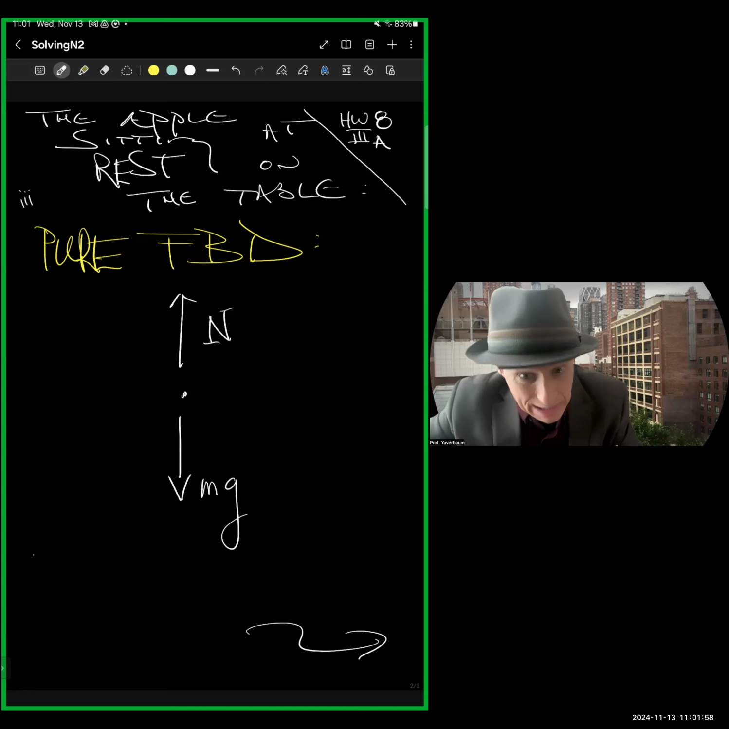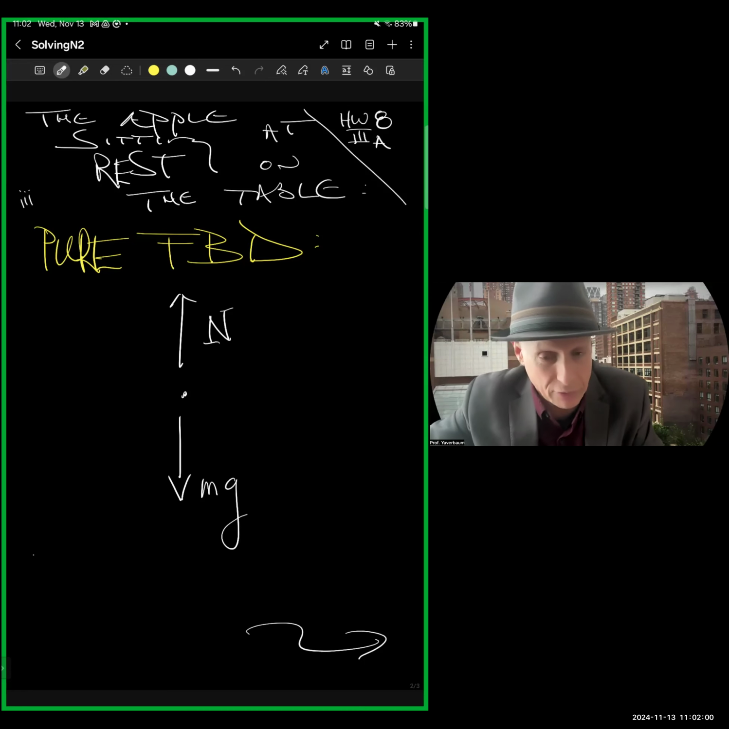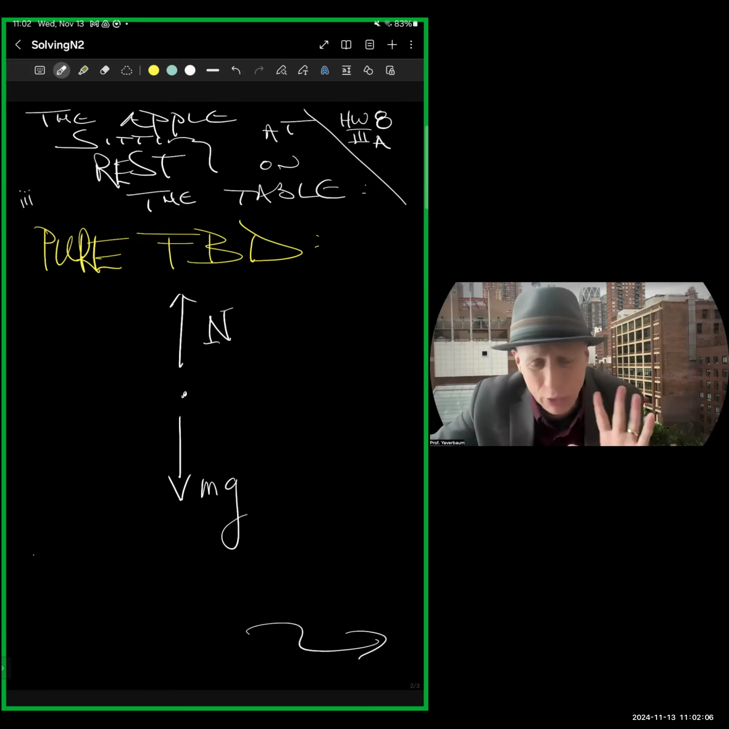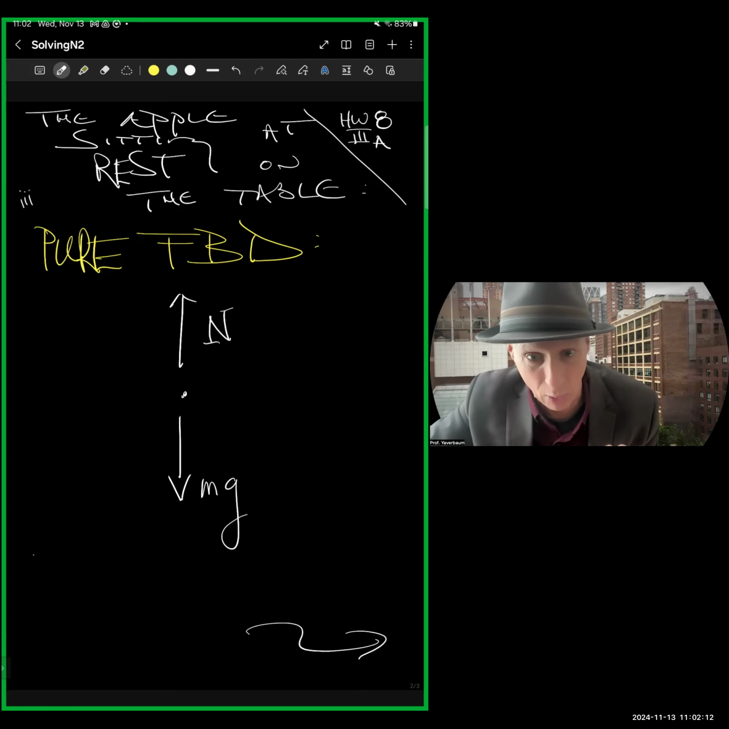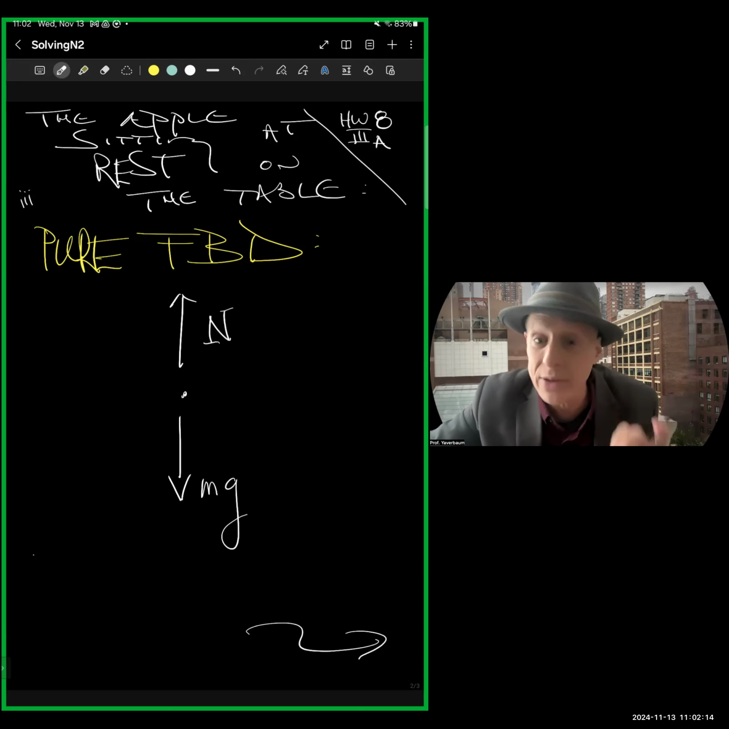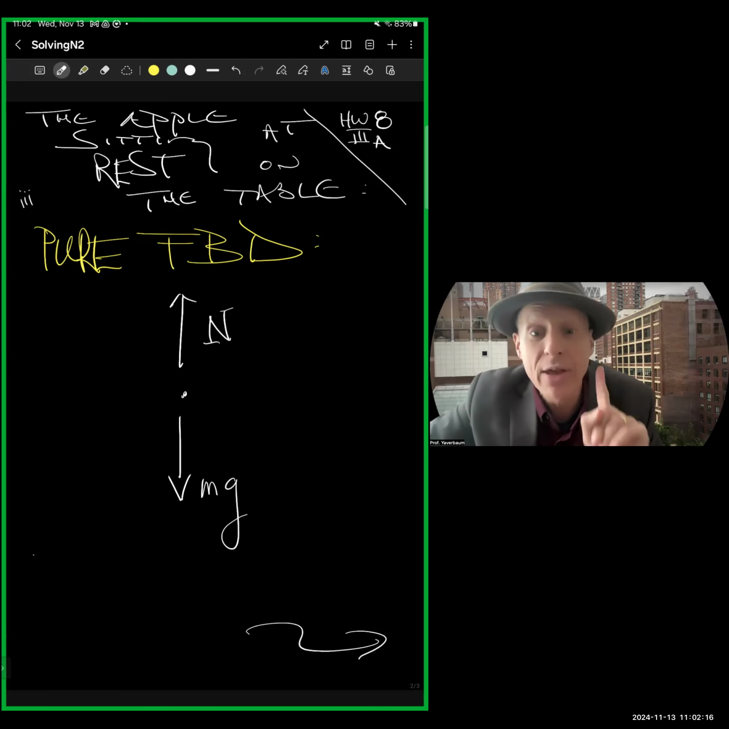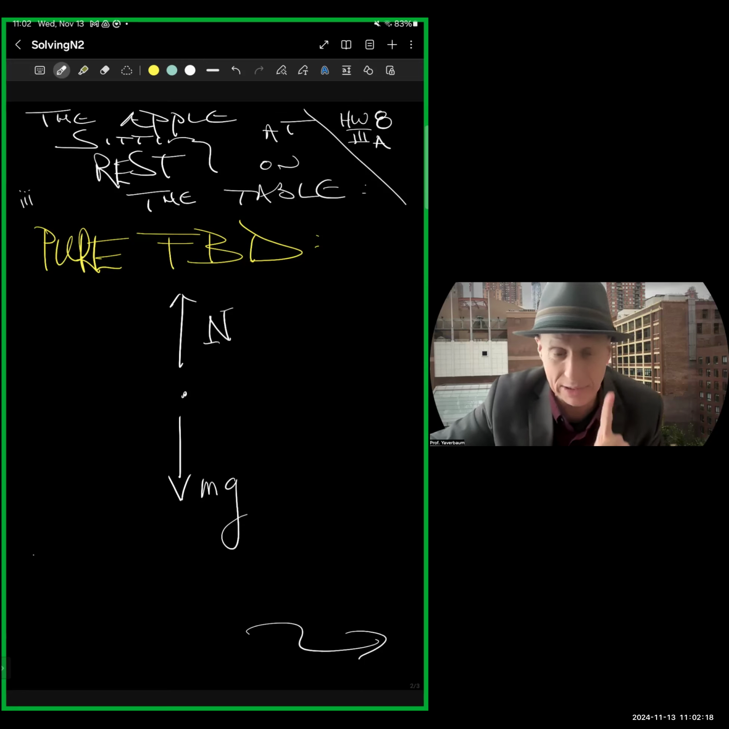So the question here is, what does this have to do with Newton's third law? How does Newton's third law apply to this situation? Is there action-reaction going on? Well, yes, there is. Whenever there's action, there's reaction. But the important thing is to realize what the actions and the reactions are.